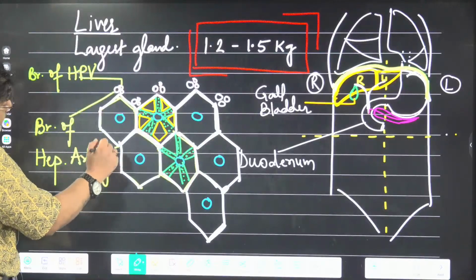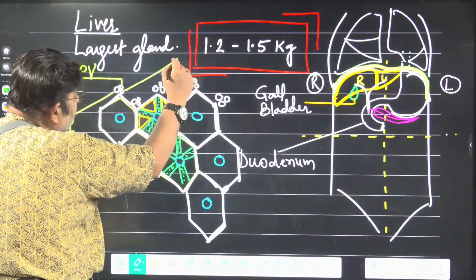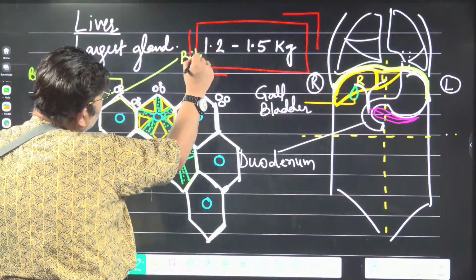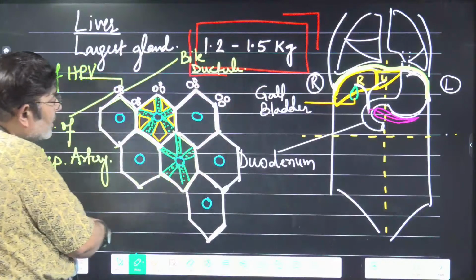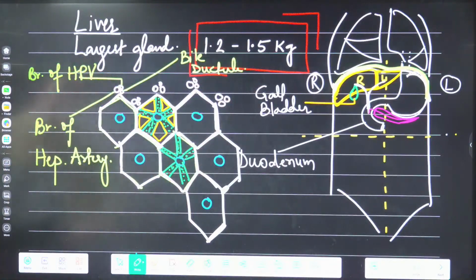And what do you find in this one? This is bile ductule. Smaller than a duct is a ductule, bile ductule.